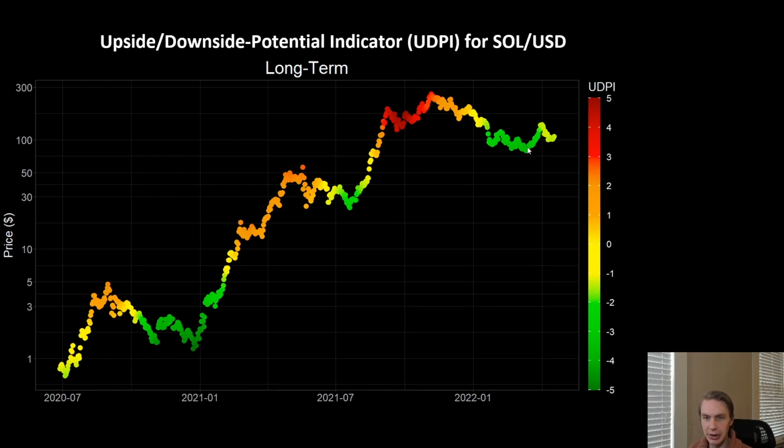We never, even in this pump here, really got to anything especially concerning from the long-term UDPI's perspective, suggesting that if the market wants to pump right now, or if rallies are in the offing, then Solana could have considerable room to move to the upside. So that's what I'm seeing here. We've realized some of this upside potential going into here, but there's still quite a bit that remains.